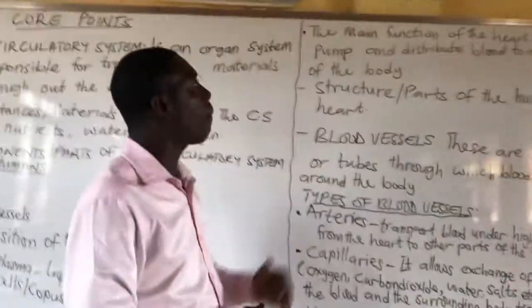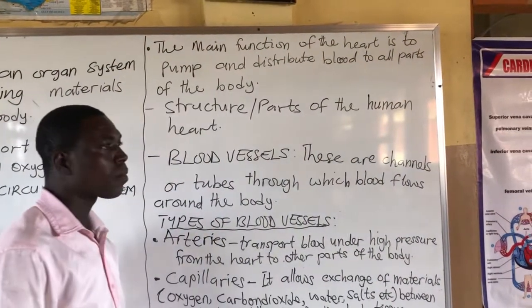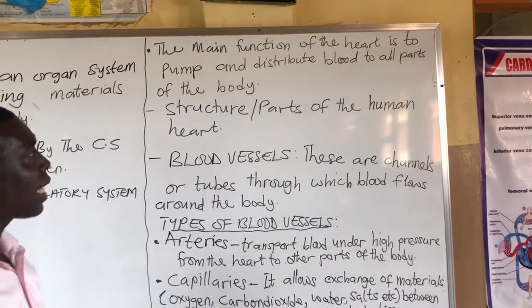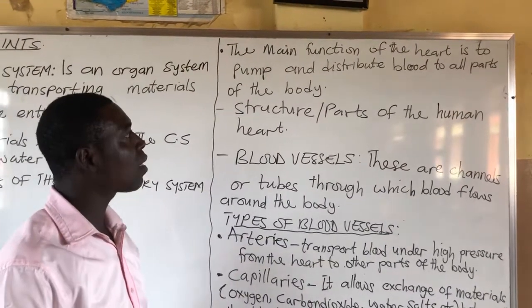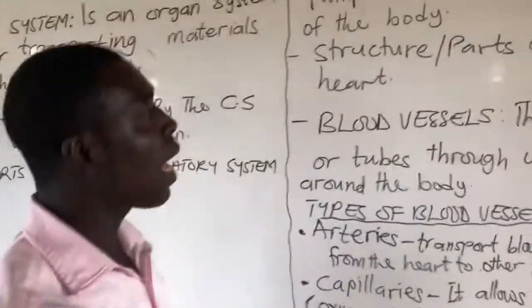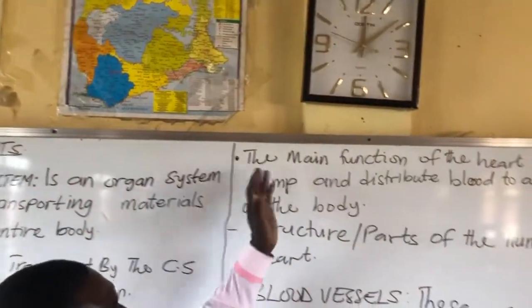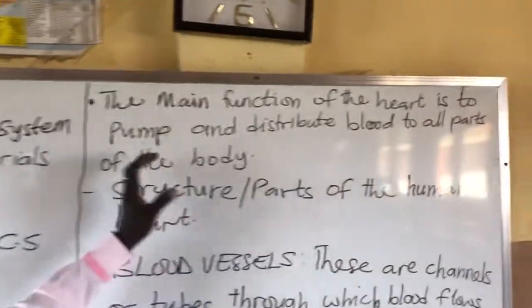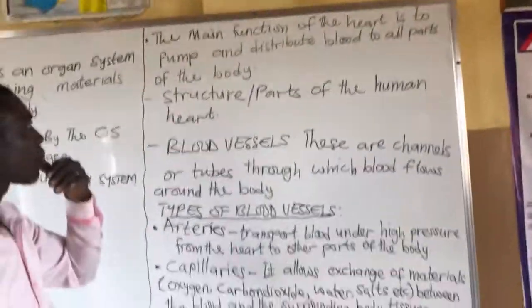Now, the main function of the heart is to pump and distribute blood to all parts of the body. So we can see that without the heart, blood cannot flow to other parts of the body. And therefore, the heart is a very important organ. Once again, the heart pumps and distributes blood to all parts of the body.